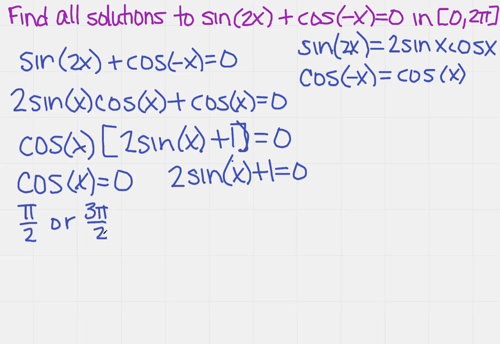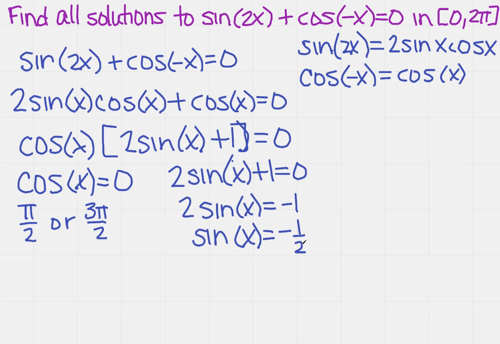Now what about over here? Well, I'm not quite finished, right? I haven't isolated sine. So 2 sine of x is going to equal negative 1. Then I need to divide by 2, so the sine of x is going to equal negative 1/2.